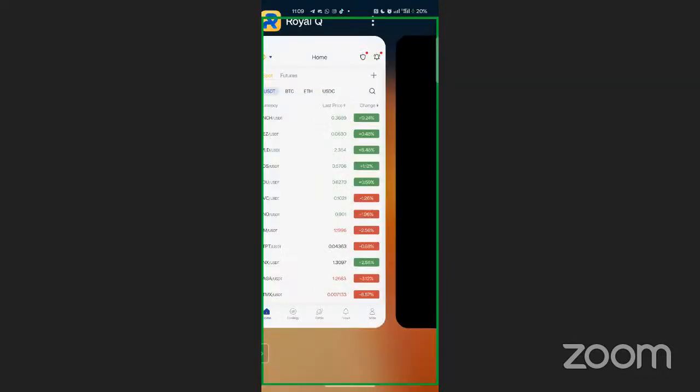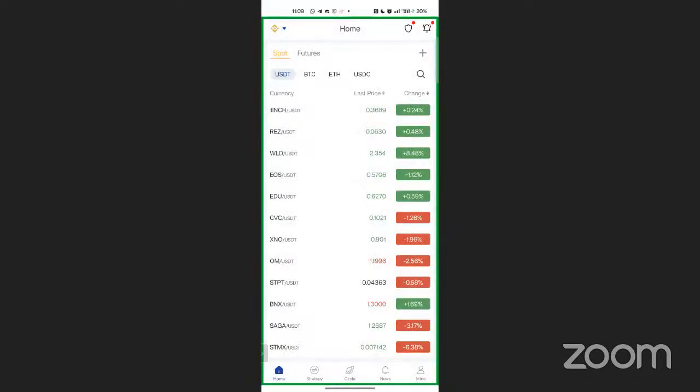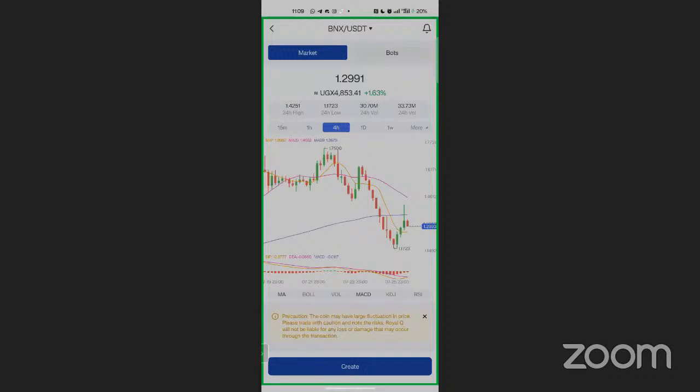Thank you. Let's go to BNX. I'm using the 4-hour time frame. Is BNX on an uptrend or a downtrend? Some answers in the chat. Thank you. We move.